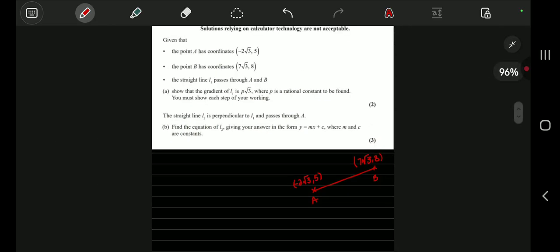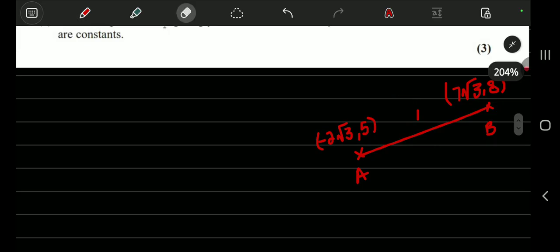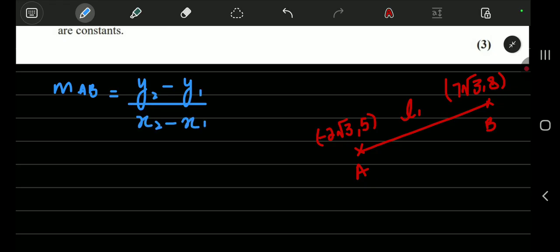Okay, secondly, a straight line L1 passes through it, so this is your line L1. Show that the gradient of L1 is this. So you need to find the gradient of it and in some particular form. So let's first find it out. How do you find gradient? Gradient of AB. We know the formula for the gradient is y2 minus y1 over x2 minus x1.